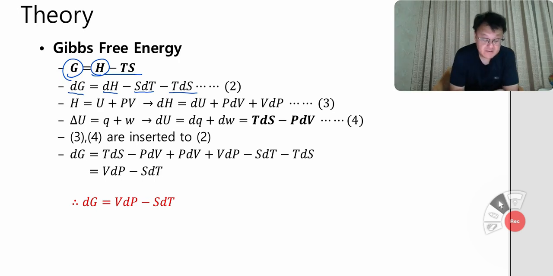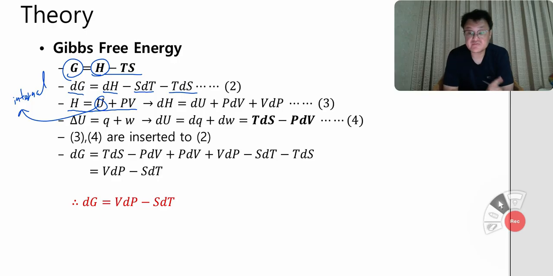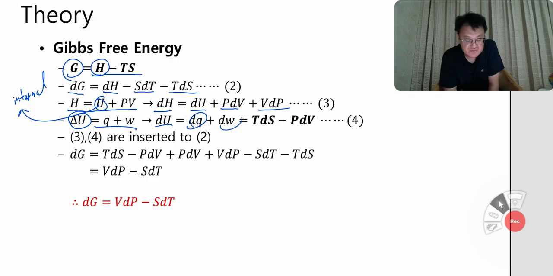And we learned in general chemistry that enthalpy is U plus PV, where U is internal energy. We already learned about internal energy in the theory of the first experiment. So H is U plus PV, P pressure, V volume. Here again, dH becomes dU plus PdV plus VdP. And then we also learned in the first experiment that delta U is Q plus W, so dU is dQ plus dW.